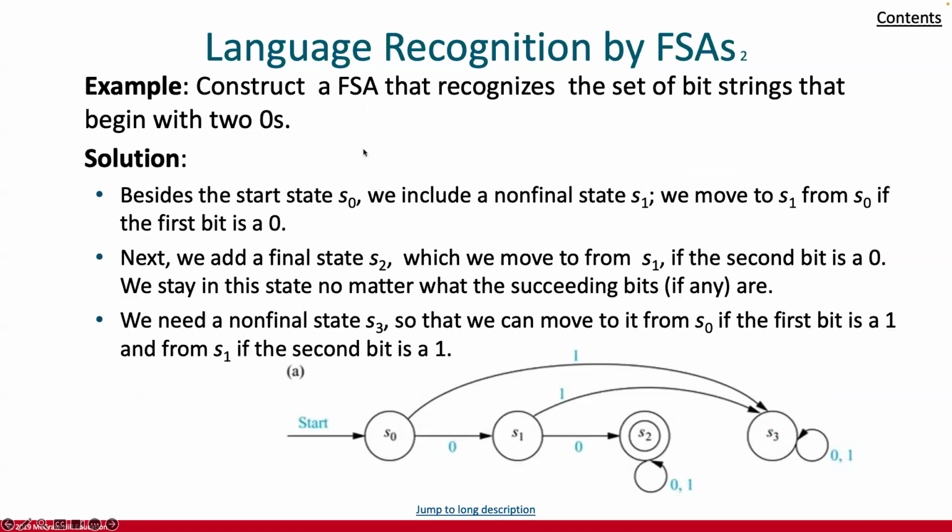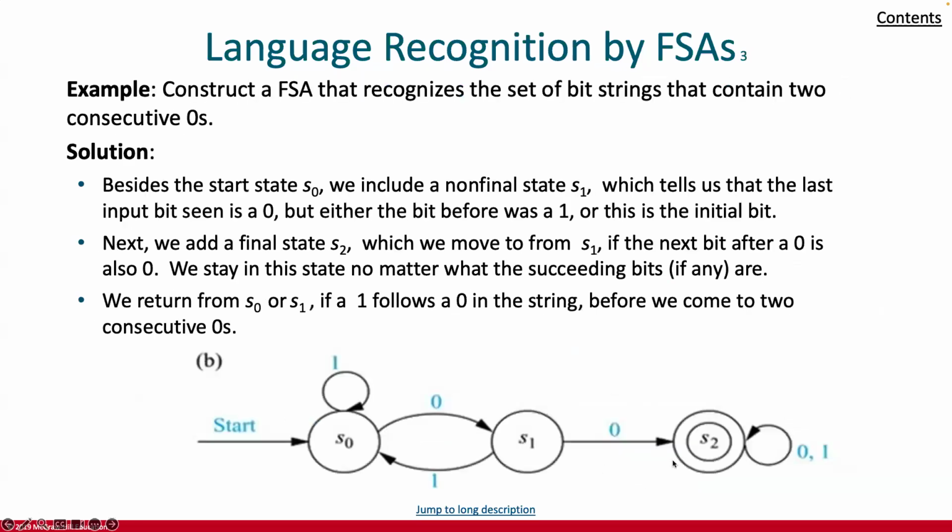So here we have an example: construct a finite state machine that recognizes the set of bit strings that begin with 2 zeros. And so this is what we're doing. It needs to have these 2 zeros, and then it continues on. So we're just sensing the first 2 digits. Here we have: construct a finite state automaton that recognizes the set of bit strings that contain 2 consecutive zeros. So here's some more things that we can be thinking about here.